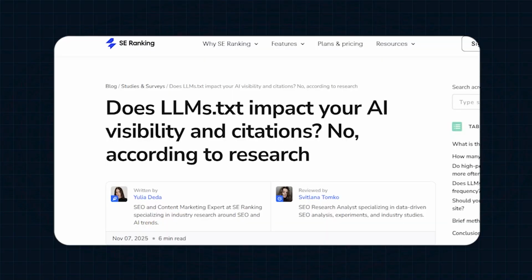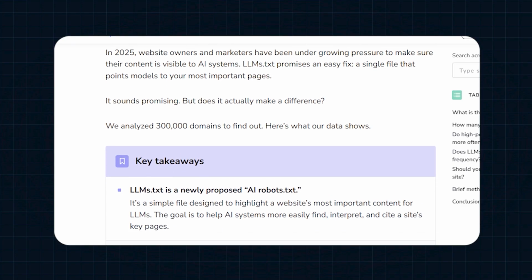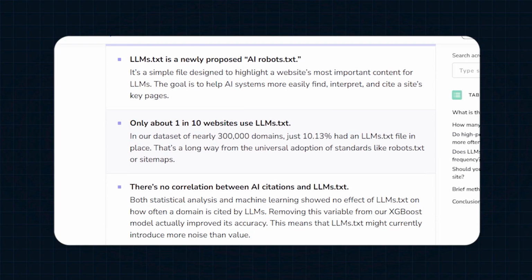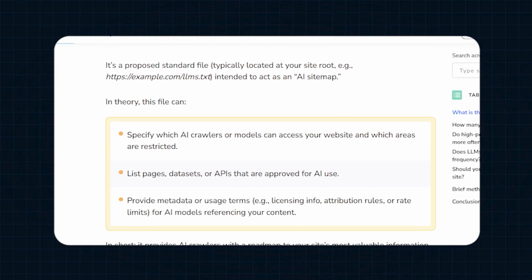This tactic is getting super popular, and in fact, some of the biggest companies now have an LLM.txt file, but the data does not support it. There was a study done by SE Ranking where they performed an analysis on 300,000 domains and found ultimately that LLM.txt files have absolutely no difference in increasing your website's citation volume or overall visibility.